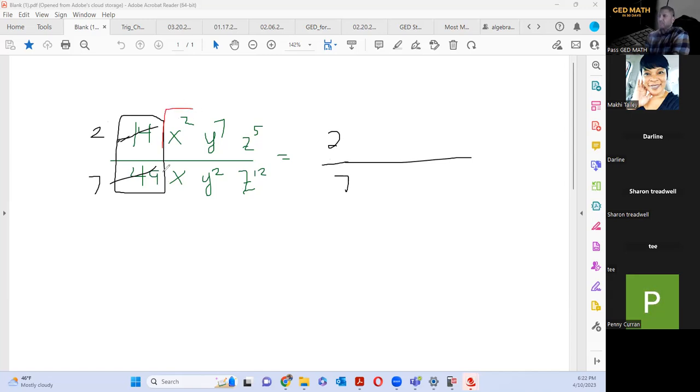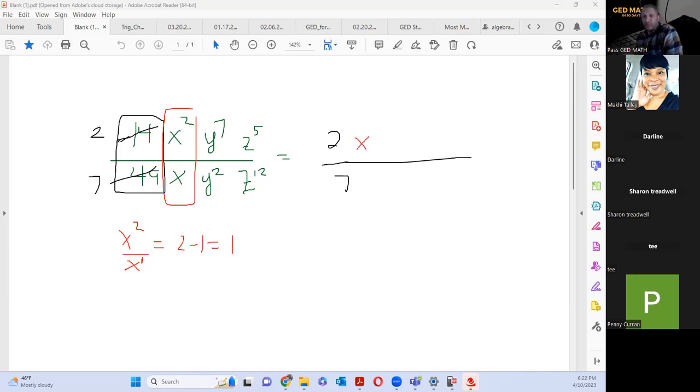X squared and X. X squared divided by X. So when we're dividing exponents with the same base, what do we do? We subtract. If I don't see the exponent for that X, what is it? It's a 1. So 2 minus 1 is what? It's 1. So X to the first power, do I need to put the 1?